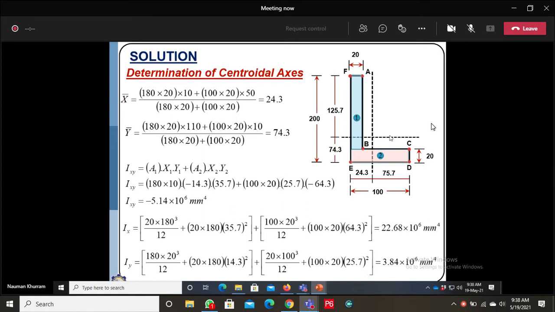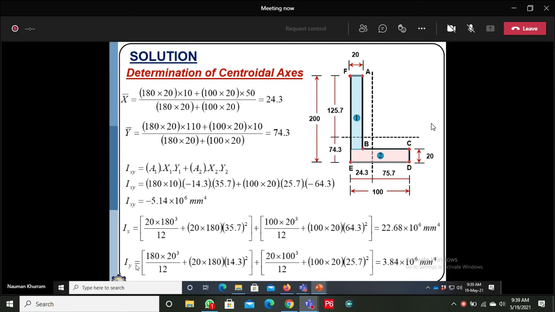So by the parallel axis theorem, we have transferred the moment of inertia of area 1 from its own centroid to the net area. Similarly, the moment of inertia of area 2 about its own centroid will be 100 into 20 cube divided by 12. Then we shall transfer it from its own x-axis to the x-axis of the net area. A2, the difference between the x-axis of area 2 and the x-axis where we want to transfer the moment of inertia, is 64.3, which we have already computed. So the moment of inertia about the x-axis is 22.68 into exponent 6 millimeter power 4.